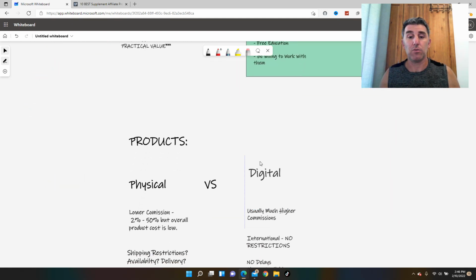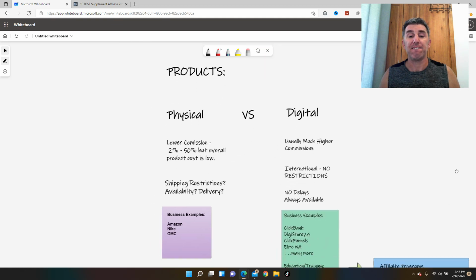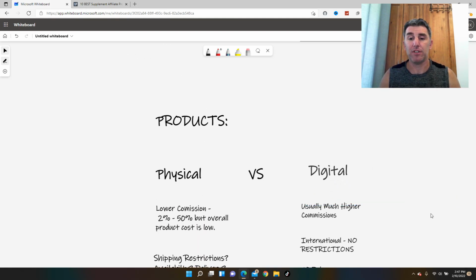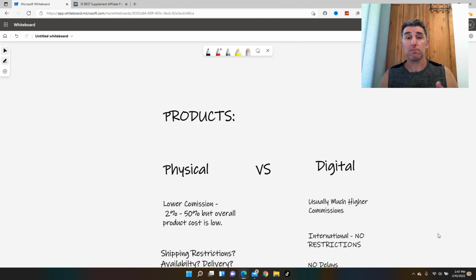Now, we talked about finding a product and getting involved in a niche and industry and all of that, but products, physical versus digital. This is very important. I keep mentioning it because it is the difference between making $3,000, $4,000, $5,000 a month the easy way in a short period of time, or doing $2,000, $3,000 a month and it taking a long time.